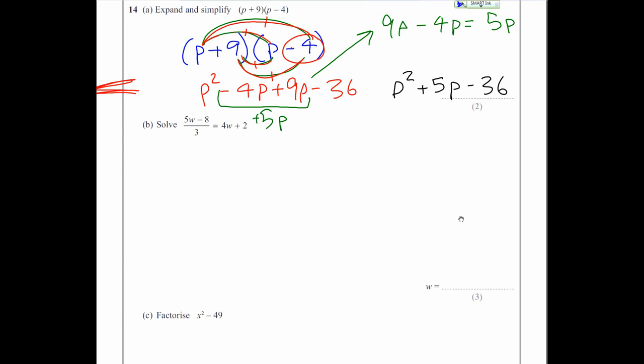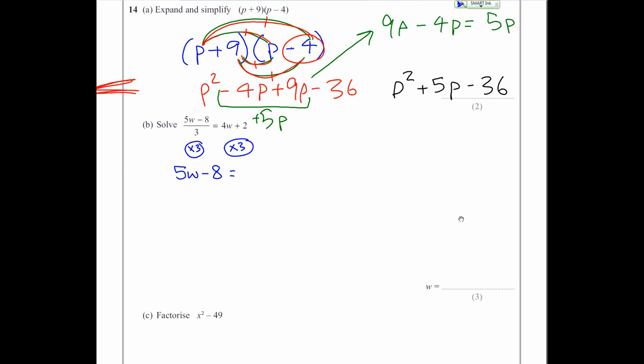All we're going to do is keep doing the same to both sides until we find our value of w. We're trying to get w on its own. First thing we want to do, get rid of the divide by 3, the big divide by 3, by multiplying by 3. So it's gone from the left hand side now. We've done the opposite of it. If you divide by 3 and then multiply by 3, no effect.